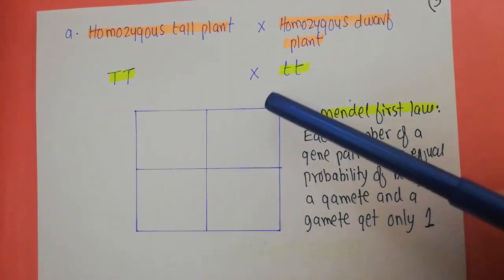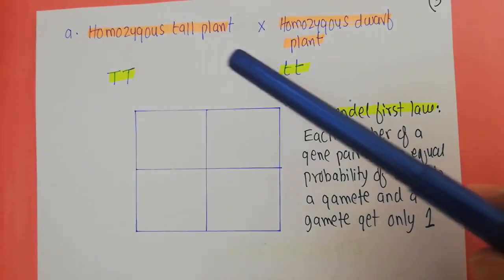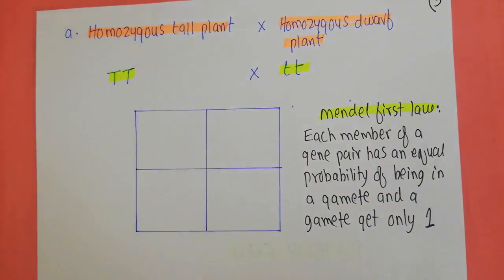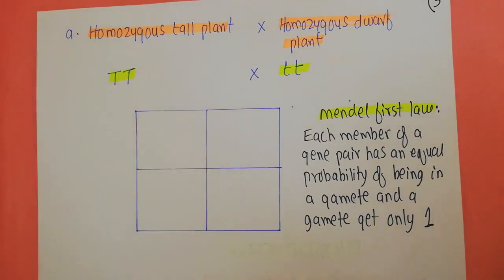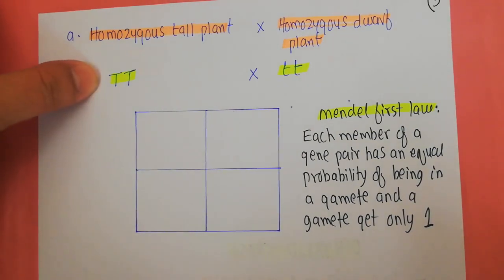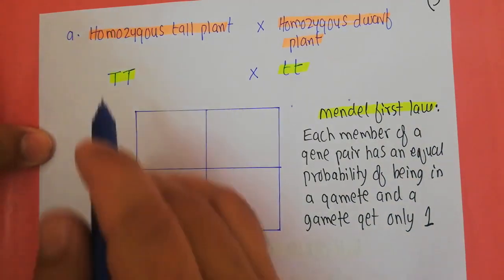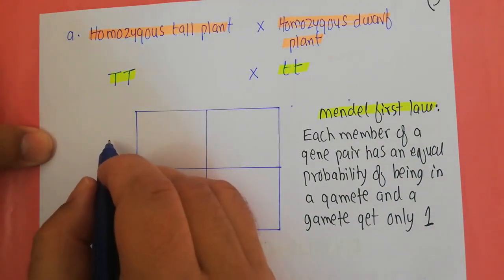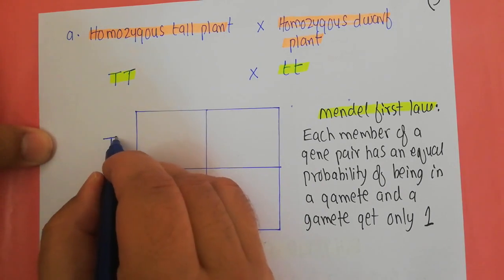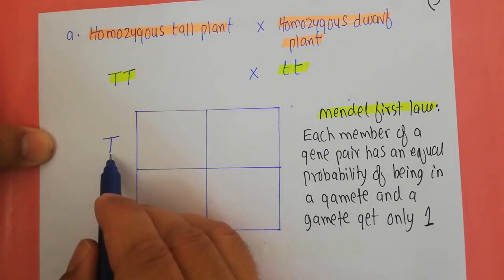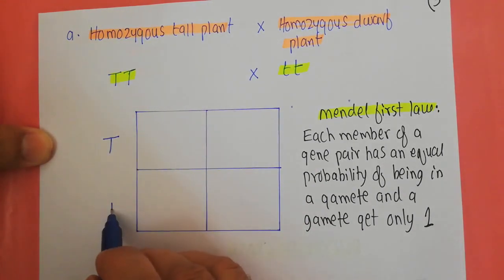So when you are going to combine them with each other, when you are going to cross these 2 plants, what can you expect? The first thing you have to do is make the gametes. As I've told you, during gamete formation, these 2 members are going to separate from each other. So these gametes will be present on the outside of the Punnett square. One gamete will have this capital T allele, the other gamete will have this small t allele.